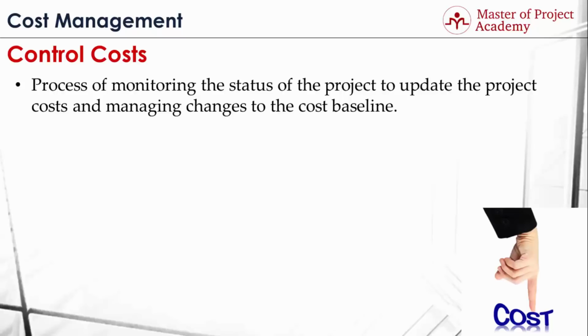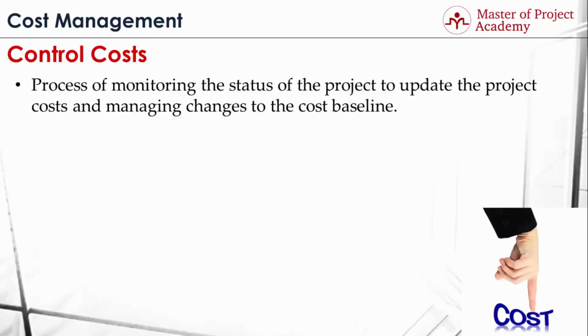During the project, you'll be spending money for the materials that will be purchased, costs of employees, equipment that will be used, etc. While you are spending money, you need to monitor progressively that you'll be able to complete the project with the determined project budget, and this is done in control costs process.